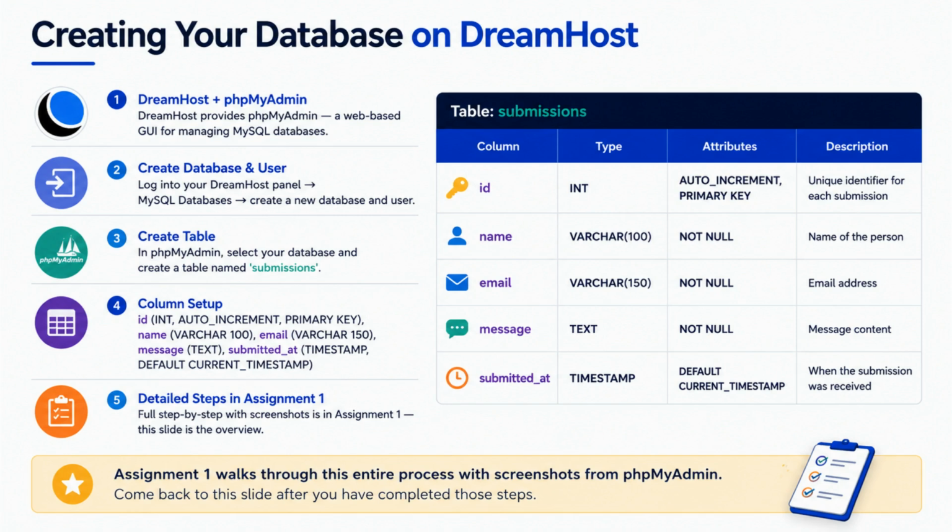Read the column setup off the slide clearly since students will need to match it exactly. ID as int, auto_increment primary key, name as varchar 100, email as varchar 150, message as text, and submitted_at as timestamp, with default current_timestamp. Remind them to come back to this slide after finishing the phpMyAdmin steps in the assignment.